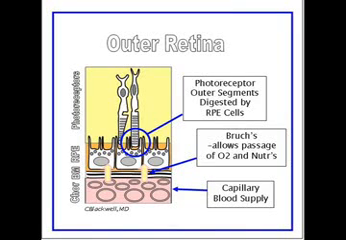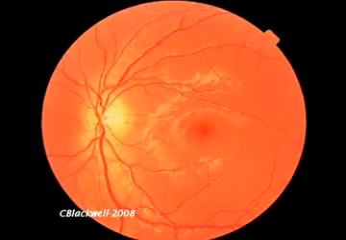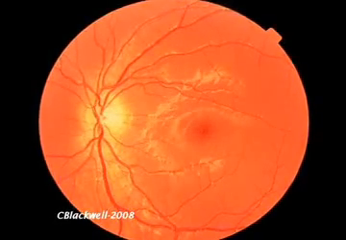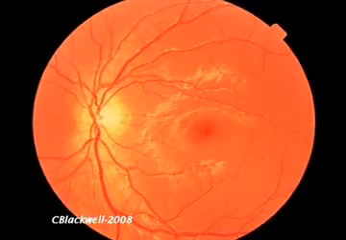Changes in this bottom layer of the retina are key to understanding what happens in the retina with aging and macular degeneration. Let's look at some retinas. Here's a picture of a retina from a young person. Notice the beautiful sheen from the surface reflecting from the surface contours of the retina.